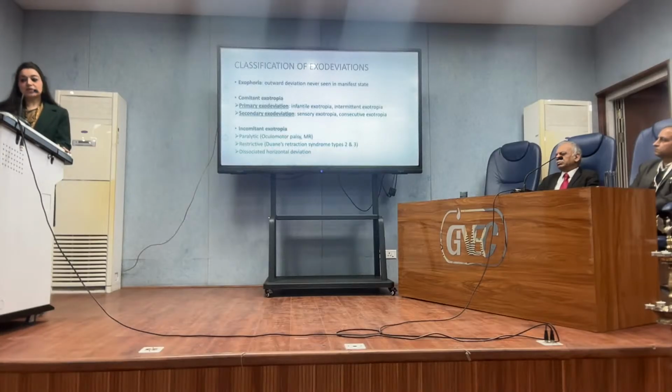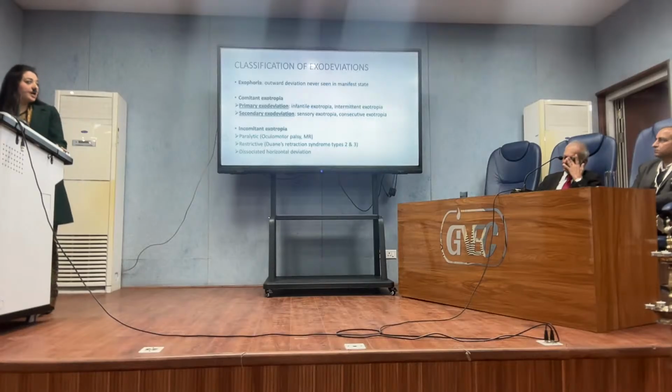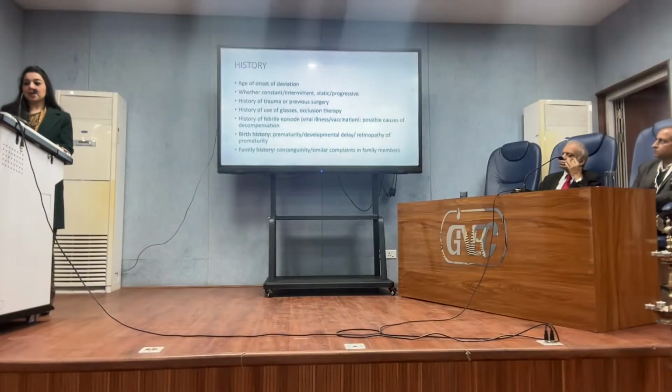Classification of exodeviations: it starts with exophoria, then we have comitant exotropias, which can be primary or secondary. Comitant means it's equal in all gazes. Incomitant exotropias can be because of oculomotor palsy or isolated MR palsy. It can be restrictive, like in the case of Duane's retraction syndrome, mostly type 2 and type 3, and then there could be dissociated horizontal deviations.